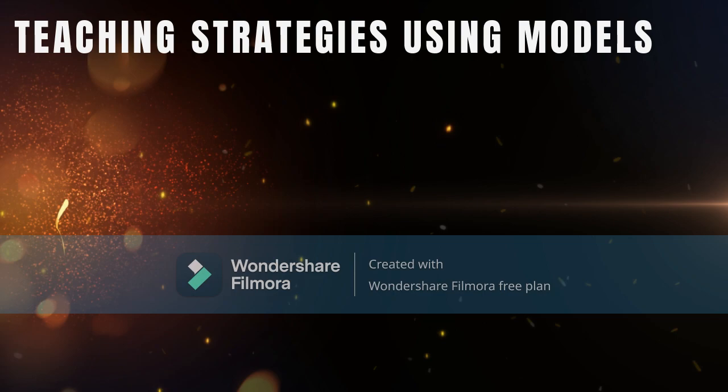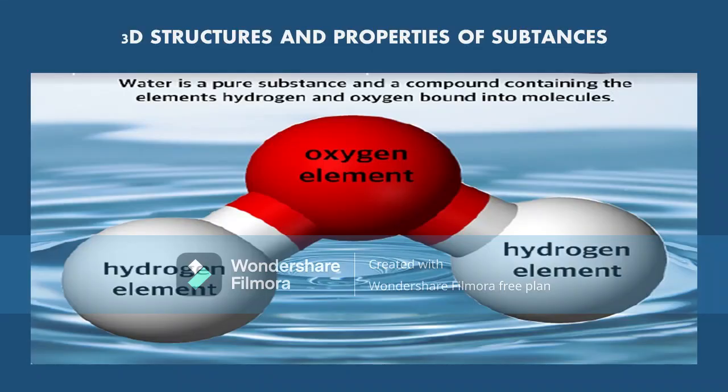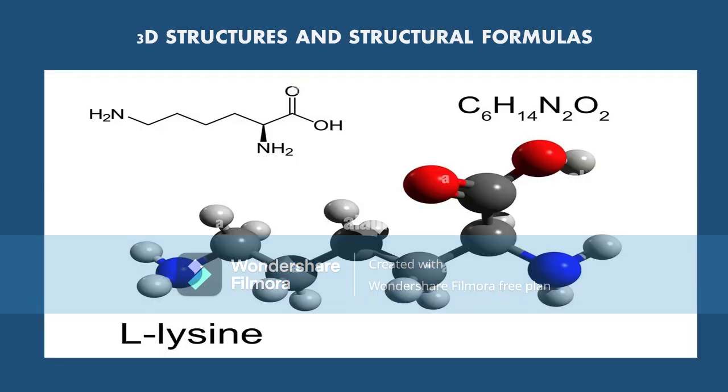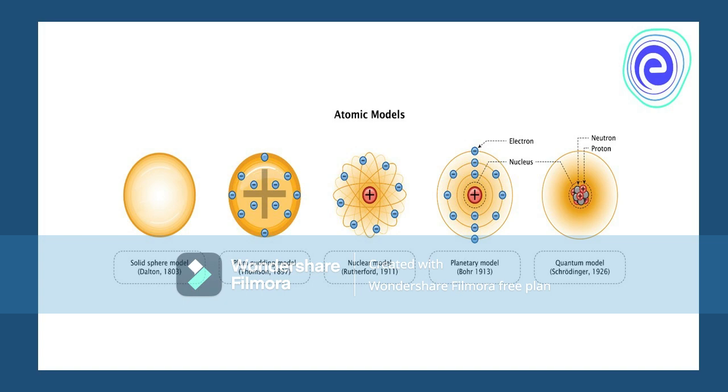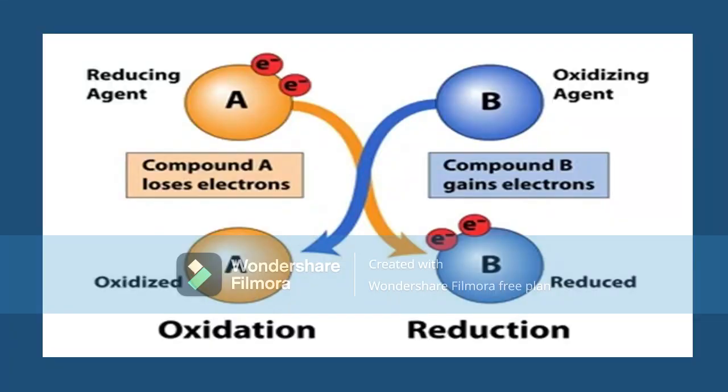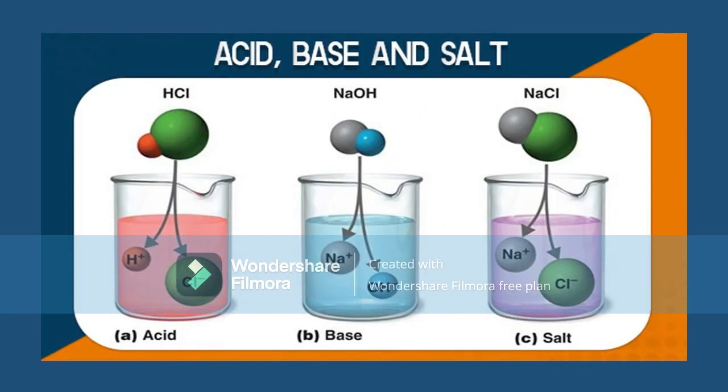You can ask students to build molecular scale models of some inorganic substances. Third is the 3D structures and chemical reactions. So you can ask students to build molecular scale models. And we also have atomic models, combustion models, oxidation reduction models, and acid-base models.